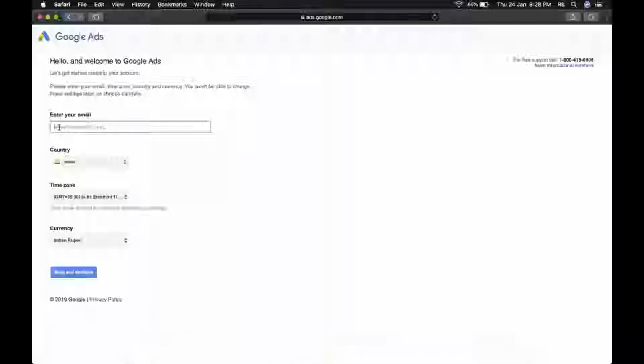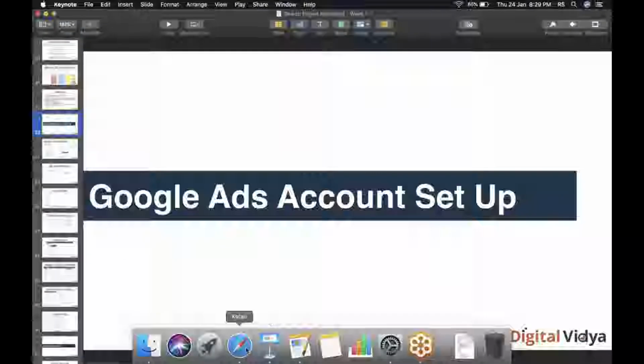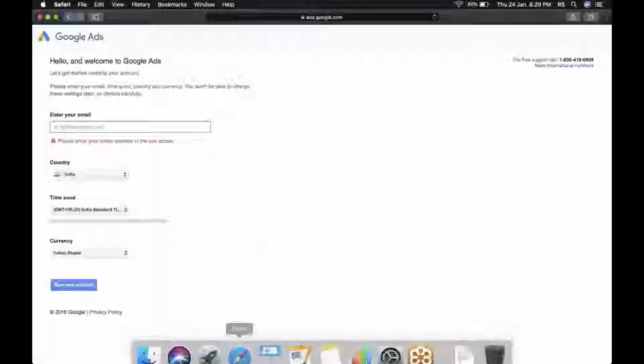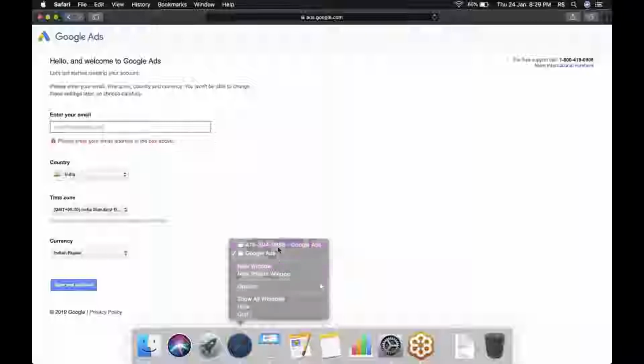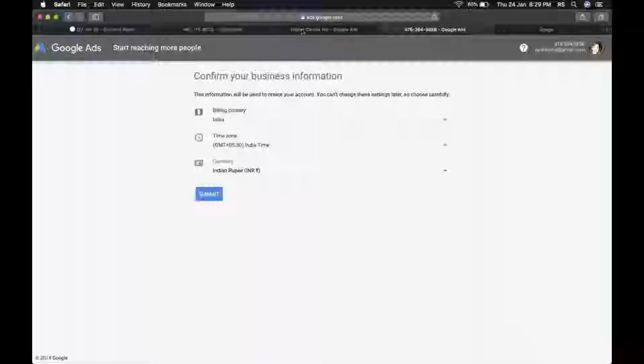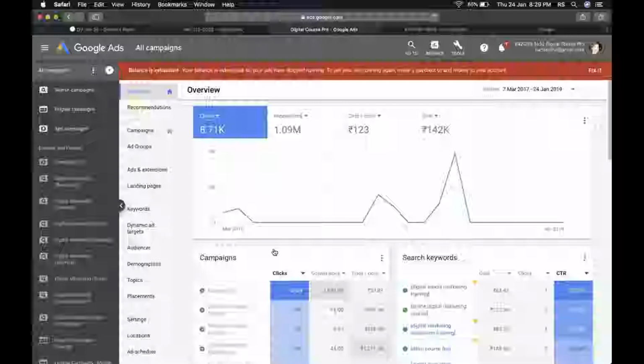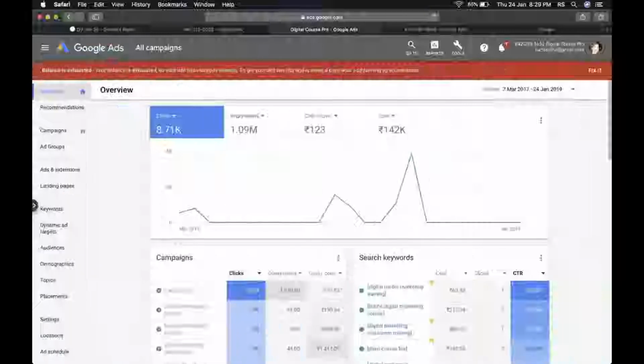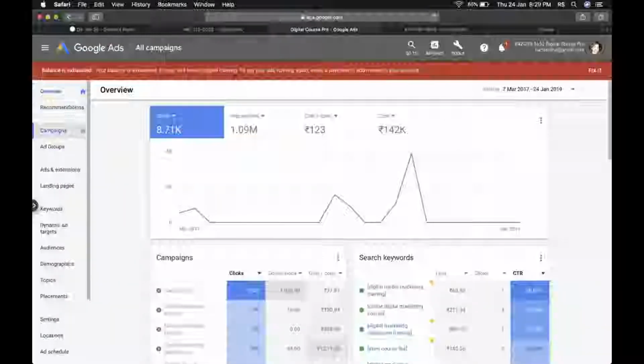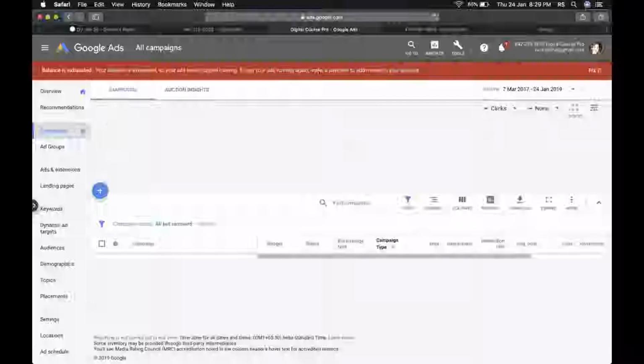Because you have entered an email id, a Google id here, they will ask you to log in with your Google id password. When you log in with your password, your account will be created, and then it will look something like this, but obviously so many details will not be there. They might take you to the overview page, or most likely directly to the campaigns page.